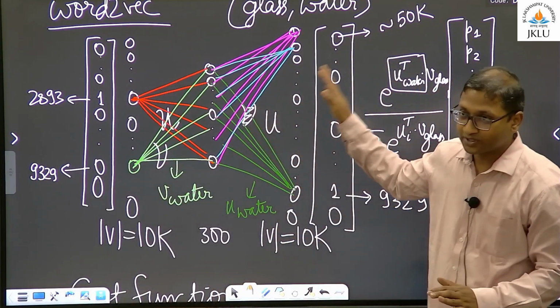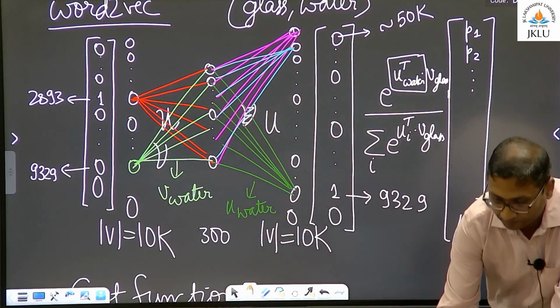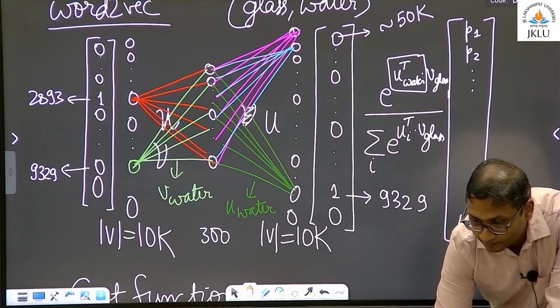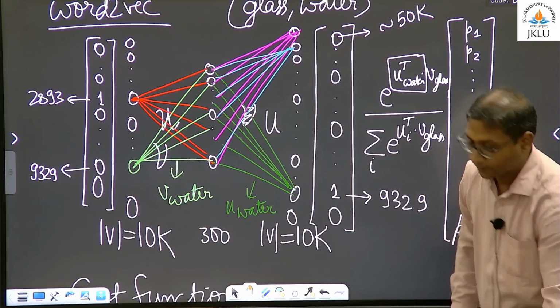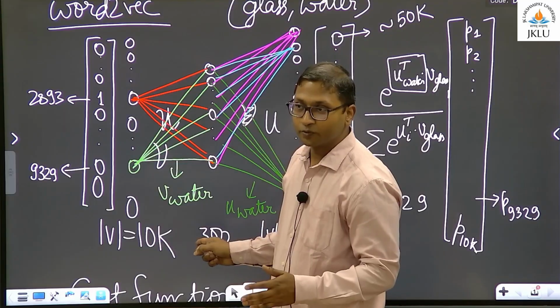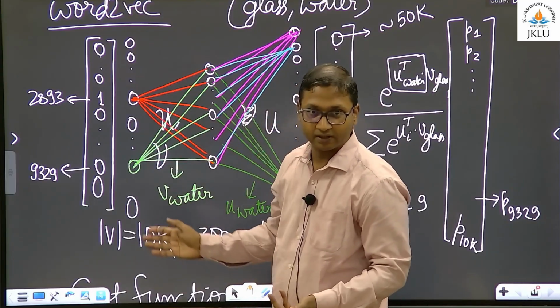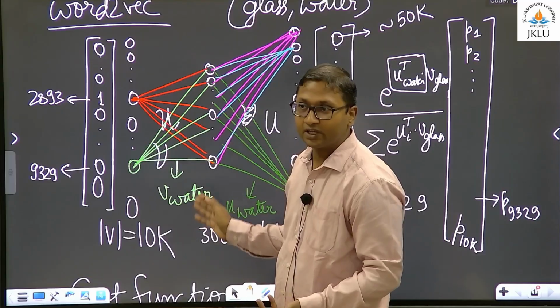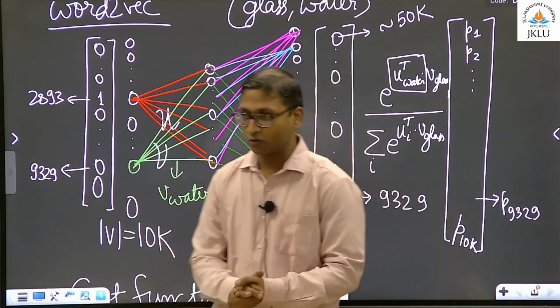There are so many questions that can be asked in here. About the second layer of size 300: if you don't want this to be 300, if you want this to be 50, keep it 50. If you want this to be 1000, keep it 1000 and so on.